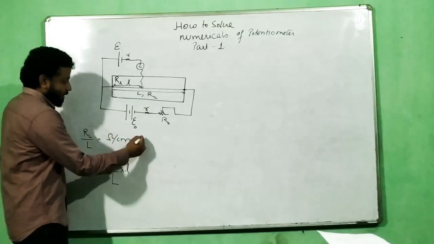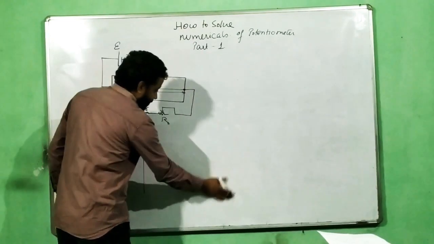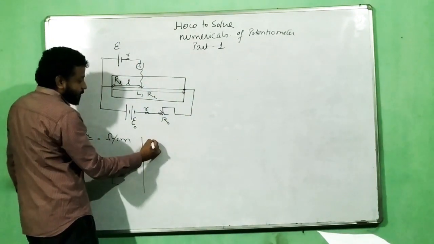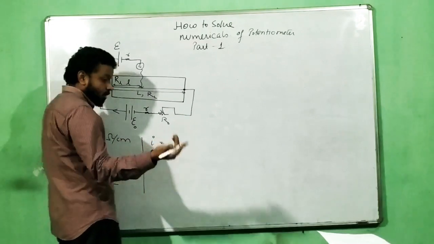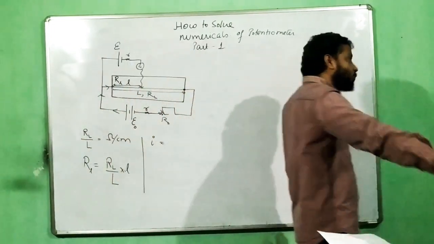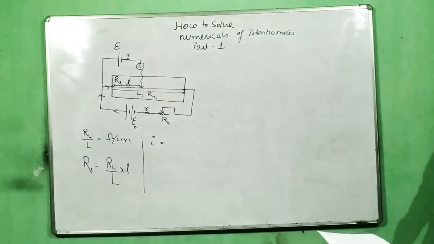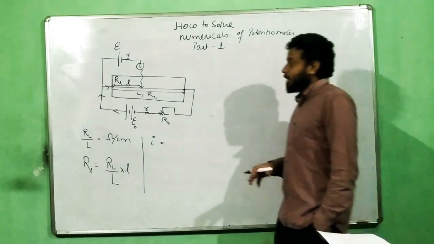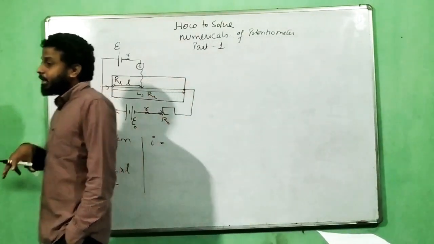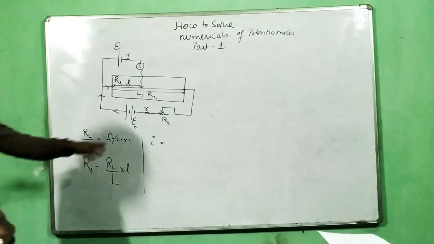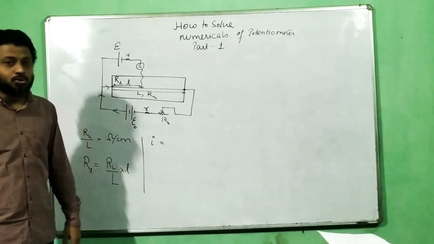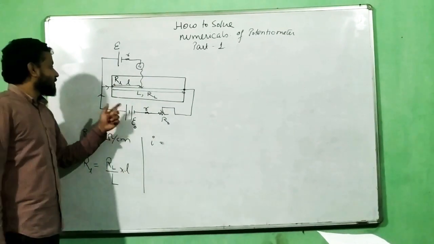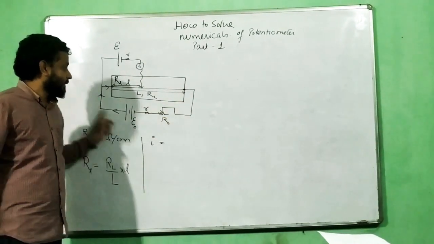Second thing you have to look for in this type of questions: are you in a position to find the current in this primary circuit or not? Sometimes the question will ask you to find the current in the primary circuit, or sometimes the current will be given to you and some unknown parameter like rheostat value or internal resistance they will ask you to find. So there is an equation which relates the current in the entire circuit.